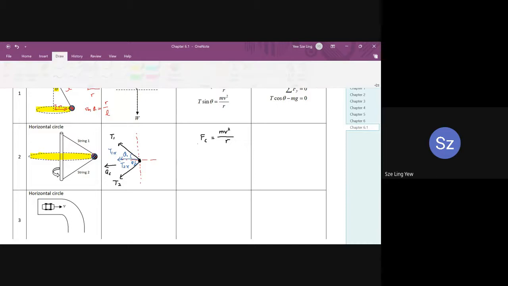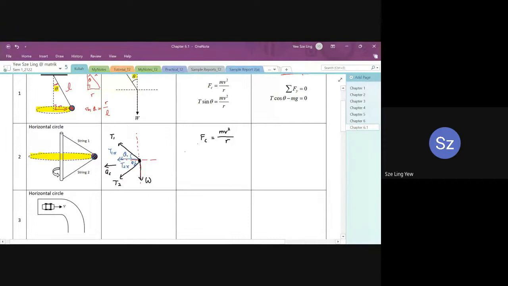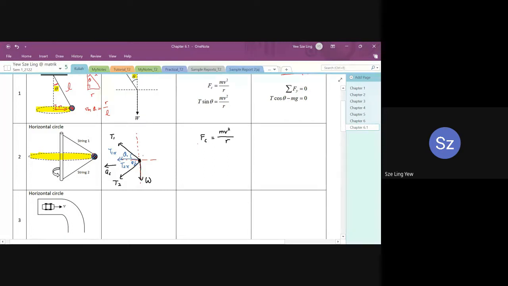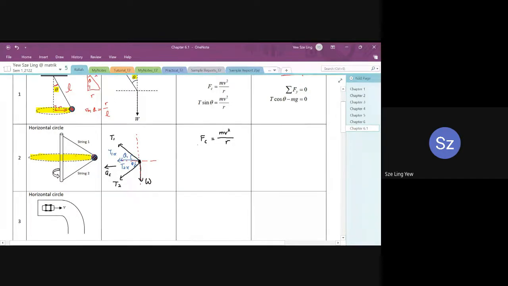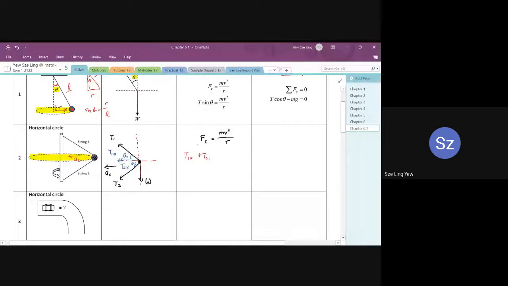Now, one force is missing. This ball is an object, so it has a weight, W. So now you have T1, T2, and W. What is going to happen right now? I want to calculate the FC. So this is my AC, and AC is going to the right. So I have T1x plus T2x equals mv squared over r. So T1 cos theta 1 plus T2 cos theta 2 equals mv squared over r.